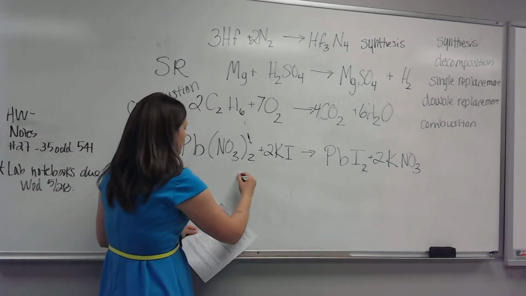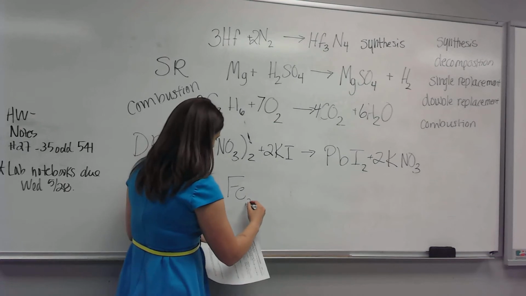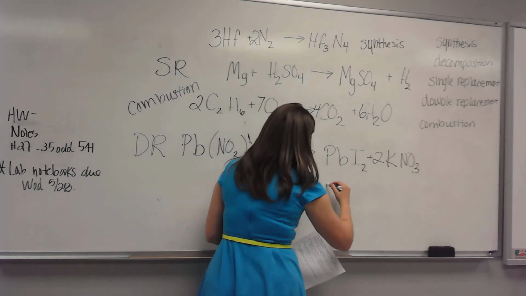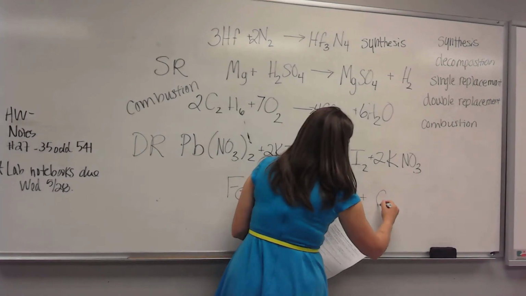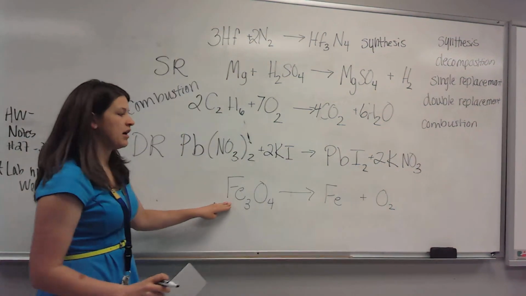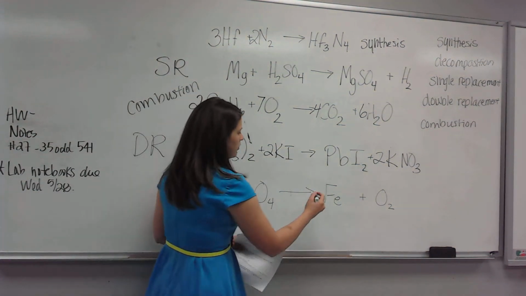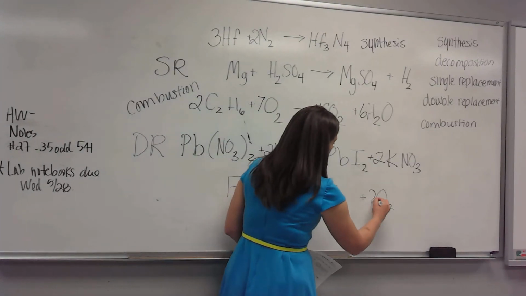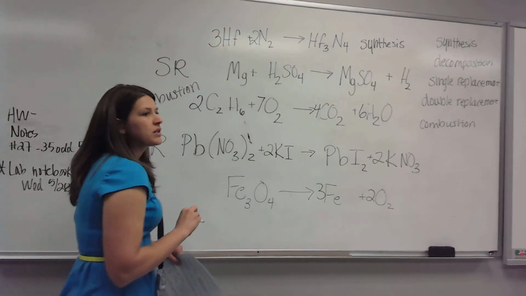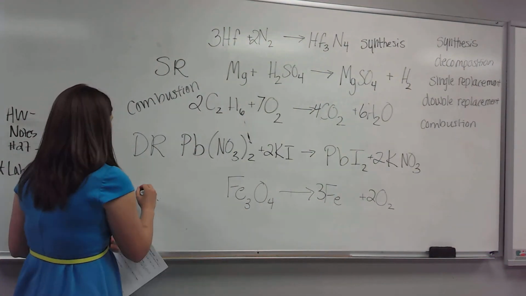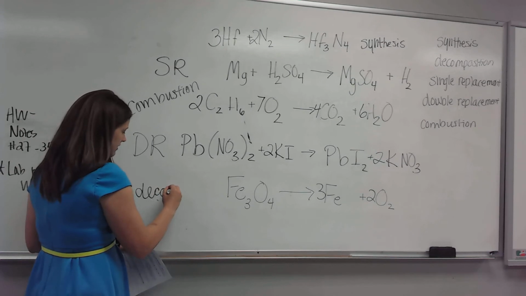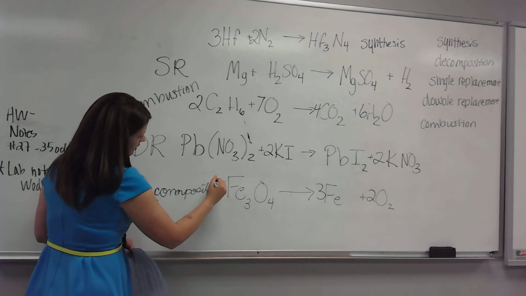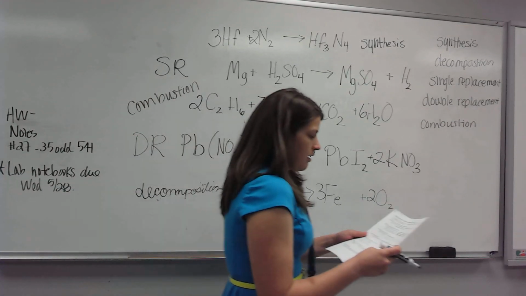Okay, last one. Fe3O4 yields iron and oxygen. How many irons? 3. So let's put 3 over here. How many oxygens? 4. So we put here 2. Because that 2 times 2 is 4. And now we're balanced. What type of reaction is this guy? Decomposition. Yes, because one thing breaking down into more things, it's decomposing. Decomposition. I think I spelled that right. Questions on that one?